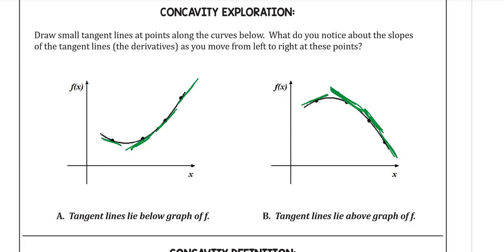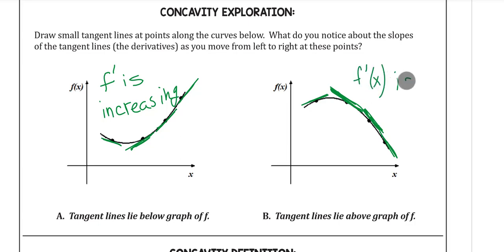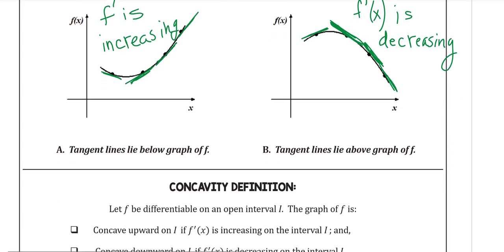What you want to notice is that in the first graph, the tangent lines are getting steeper, so f prime is increasing. And on the other side, what we notice is that f prime is decreasing. It's getting more steep, so it's getting more negative. We're going to use that idea to help us when we go to use our derivative test.